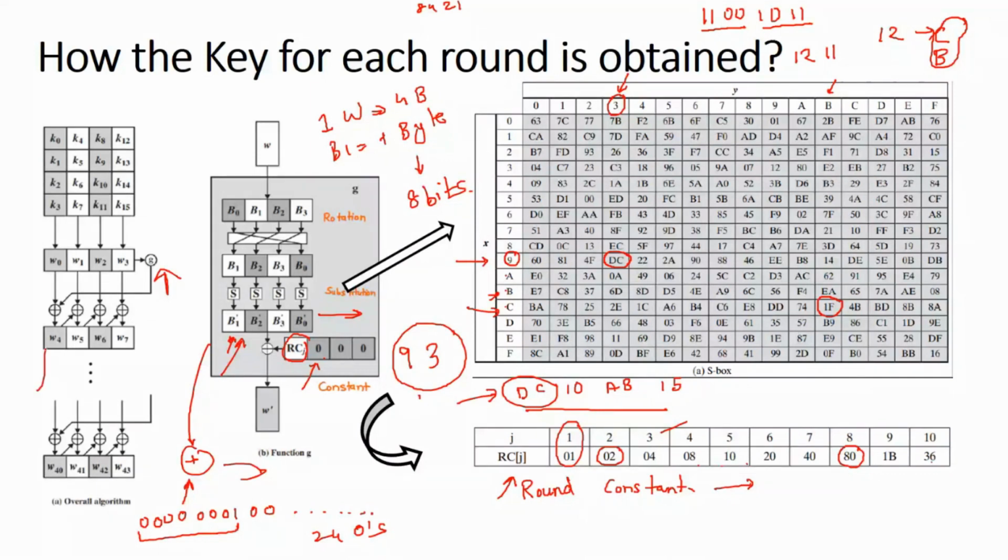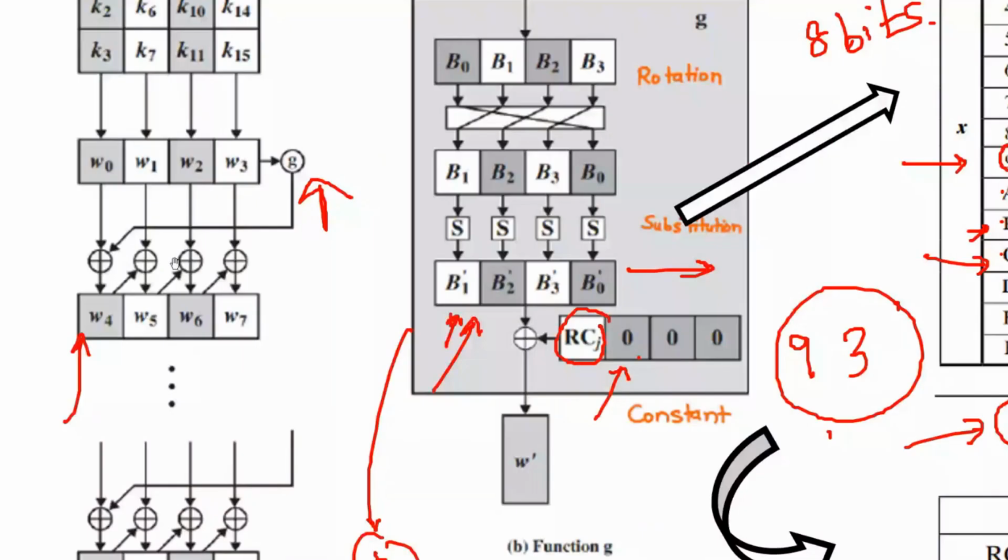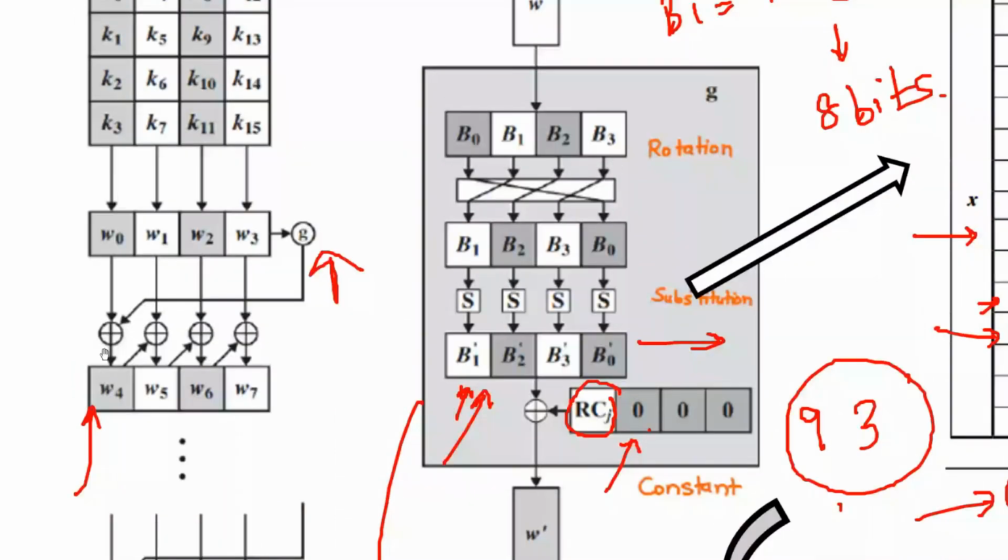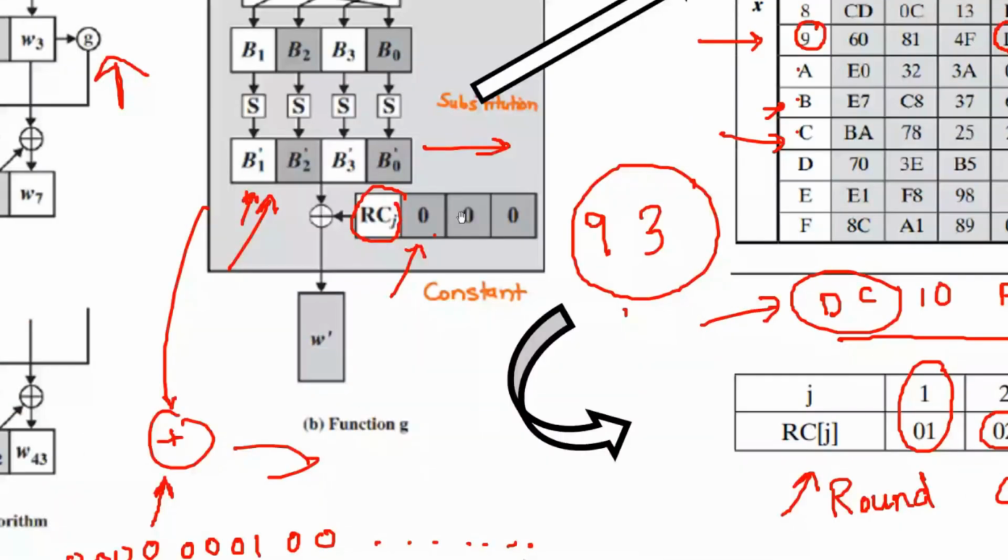So this process keeps on going. So again, let me explain. We got W4 just now. Sorry, not W4. We got the output of G. The output of G is XORed with W0 and we will get W4. That W4 is XORed with W1 and you will get W5 and so on. As soon as we get W7, that W7 again undergoes the same process, whatever the G function was, the same process is applied again, but this time the round value will be 02 instead of 01.